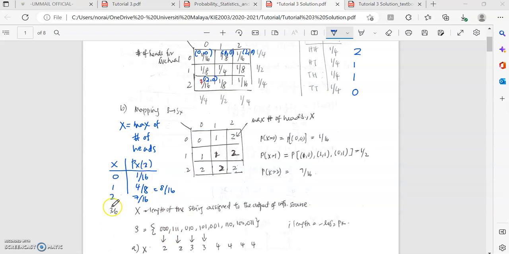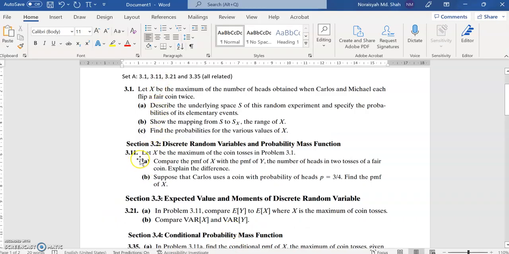Okay, so let's look at the next question, which is 3.11. I'm following this order. So 3.11, A: let X be the maximum of the coin tosses in problem 3.1. So we are referring to this. A, compare the PMF of X with the PMF of Y. X is the maximum of the two coins. Y is the number of heads in two tosses of a fair coin.